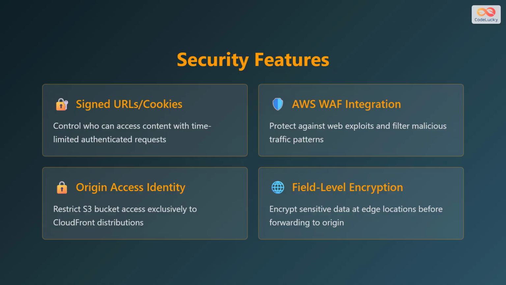CloudFront provides robust security features. Signed URLs and signed cookies allow you to control who can access your content by creating time-limited authenticated requests. AWS WAF integration protects against web exploits and allows you to filter malicious traffic patterns with custom rules. Origin Access Identity restricts S3 bucket access exclusively to your CloudFront distribution, preventing direct access to your bucket. Field-level encryption encrypts sensitive data, such as credit card numbers or personal information, at the edge locations before forwarding it to your origin, adding an extra layer of security.